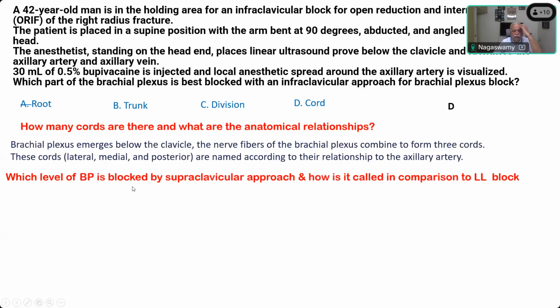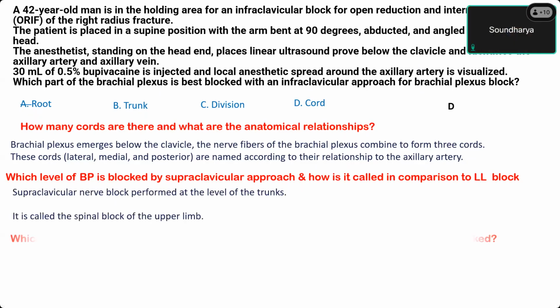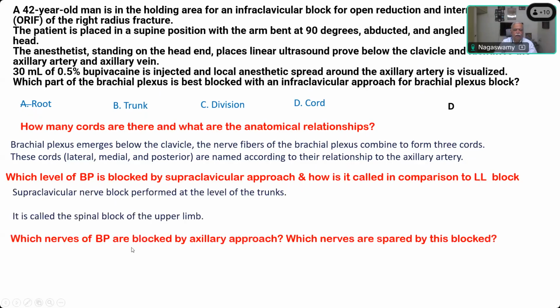Which level of brachial plexus is blocked by the supraclavicular approach, and what is it called in comparison to lower limb block? Trunks and divisions. Mainly trunks, okay. It's also called the spinal of the arm, the spinal of the upper limb. Very good.